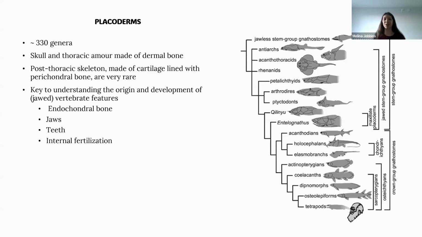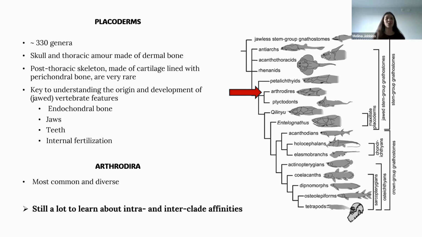But they are definitely key to understanding the origin as well as the early evolution and development of jawed vertebrate features, including particularly jaws and teeth, but also things like endochondral bone, the bone that we have, and other weird things like internal fertilization, which appears here in some placoderm groups. And I focus specifically on arthrodires, which are the most diverse and common group of placoderms. But that being said, there's still a lot to learn about the intra- and interclade affinities for a variety of reasons. We still find them, and again, taxonomy issues, lack of phylogenies in the past, etc.